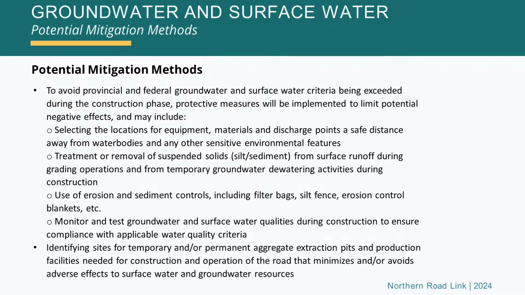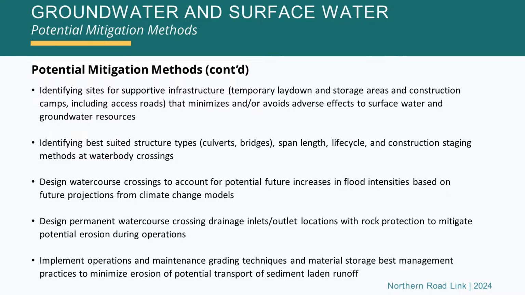You can identify sites, either permanent or temporary, for extraction pits, like aggregate extraction pits, that minimize impacts on groundwater for sure. You can put supportive infrastructure like lay down areas and storage areas in places that have less impact on surface water or groundwater. You could use the proper size and type of water crossing structure, right? Based on the work that you do, the modeling work to size it properly.